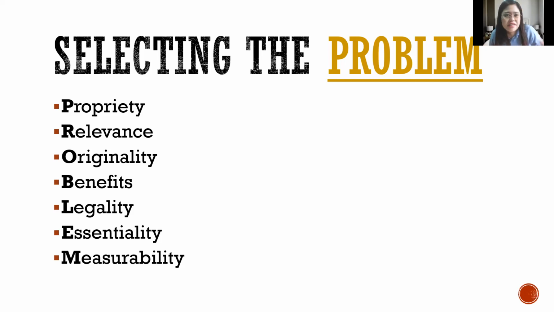So in selecting the problem, you have to consider the following things. Kailangan una, we will have here propriety, meaning your research problem is appropriate in your field. So what is your field? We have medical technology. You're all students of BS Medical Technology. Therefore, kung mag-select kayo ng research problem class, it should be related to your course.